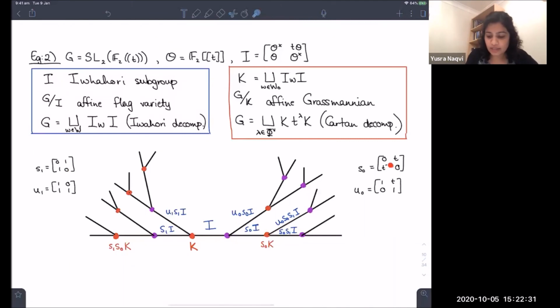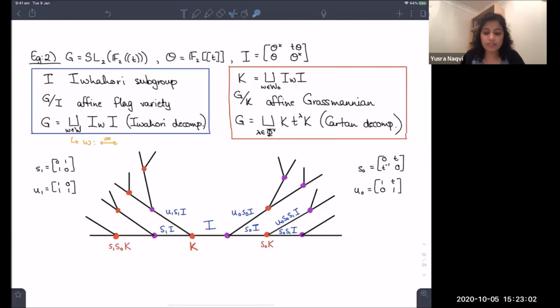So here S1 and S0 are going to generate a Coxeter group that is of one of the types we've seen before, giving me the infinite line. So again, over here, I have my infinite line, but I also have more branchiness that comes from being able to multiply in front by elements in my Iwahori subgroup. So this is sort of the setting over here.